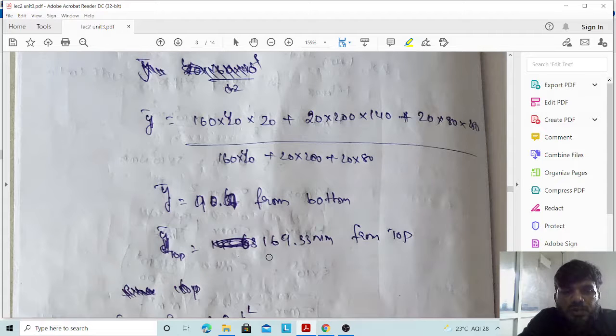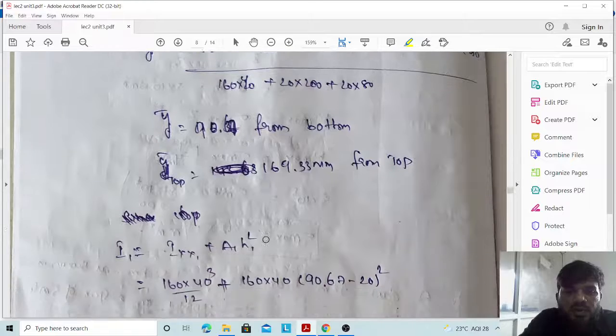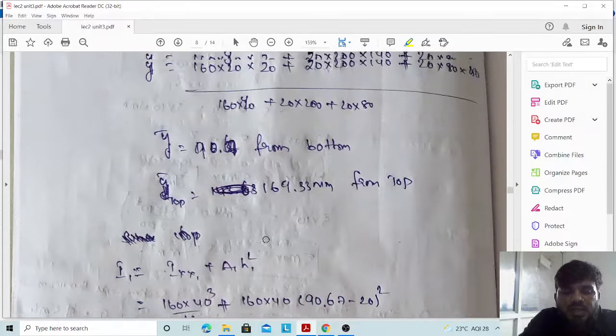So the y top is around 169.33 mm from the top. From the bottom it is 90.6, and the total is 260. Out of 260, 90 is gone, so obviously you get 170. Once you have got the 170, you have to measure.